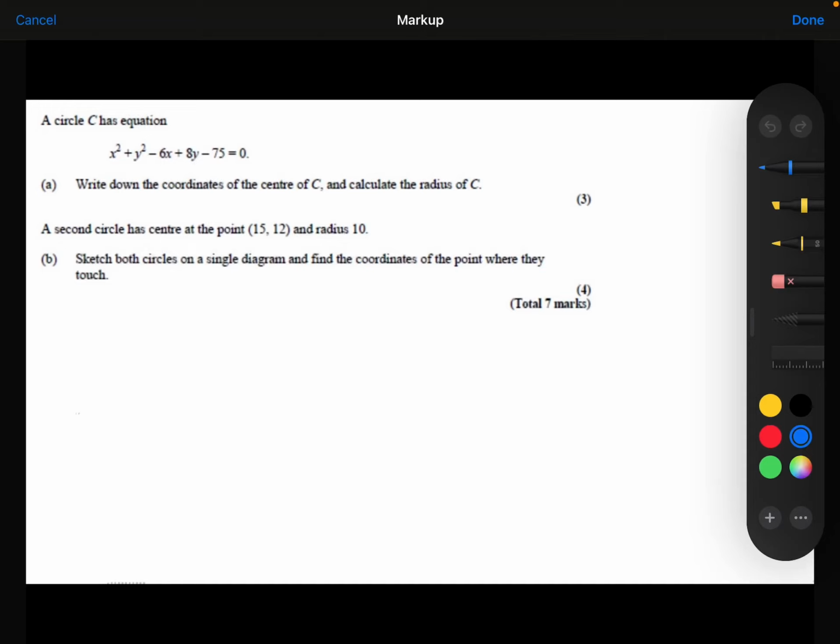A circle C has equation x squared plus y squared minus 6x plus 8y minus 75 equals 0. Part A, write down the coordinates of the centre of C and calculate the radius.